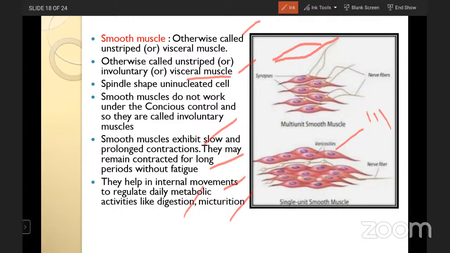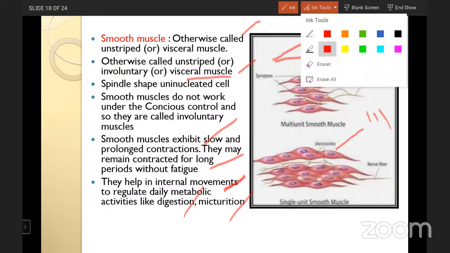Smooth muscles exhibit slow and prolonged contractions. Even they contract for a long time without fatigue. So usually they are helping the internal movements to regulate the daily metabolic activities like digestion and maturation. Okay. Now go for the next slide.